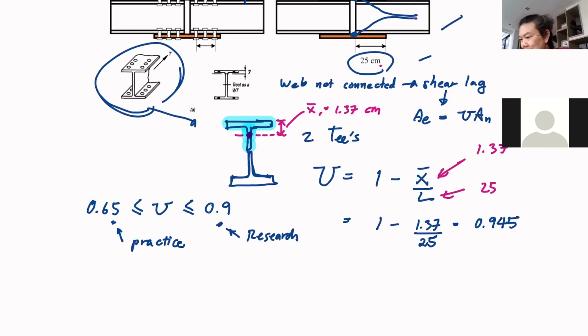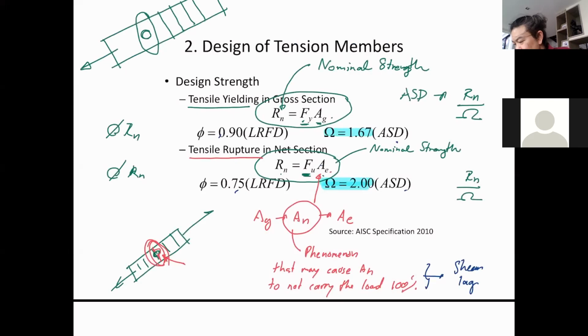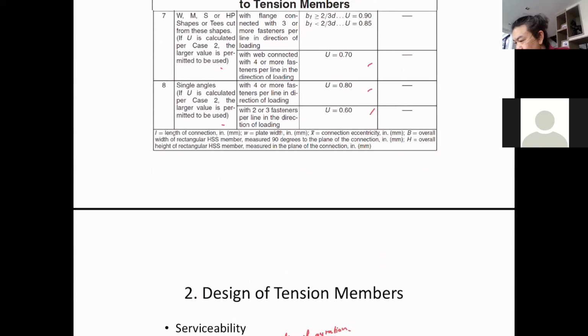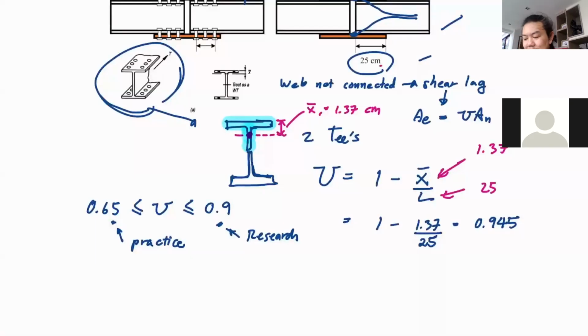But I just see that if you look closely, they have a number here. They say, single angle, 0.6 with 2 or 3 fasteners per line in the direction of loading. If you don't want to calculate, you can just use 0.6. So what the heck, right? But anyway, it used to be there, but again, these two numbers are no longer in the spec. I'm just telling you this so that you can use your engineering judgment with the design.